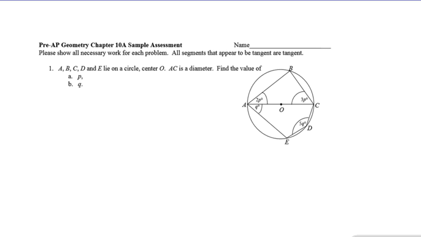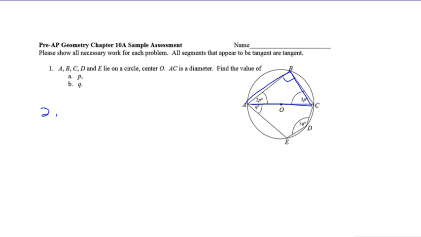This is the Pre-AP Geometry, Chapter 10, Part 1 test review. First problem. We have several shapes inscribed in a circle. AC is a diameter, which means that triangle ABC is a right triangle because this angle intercepts a semicircle.